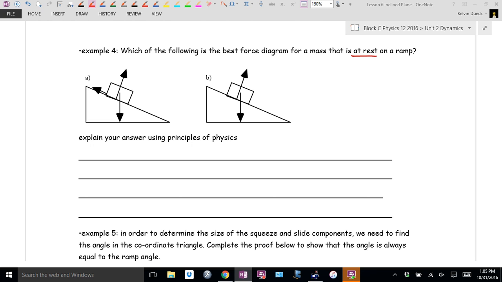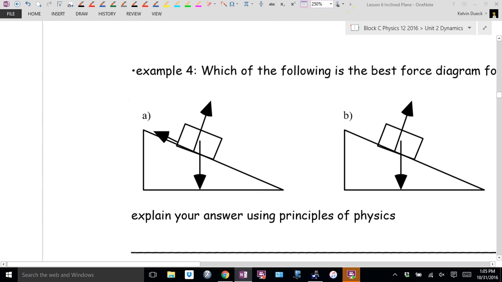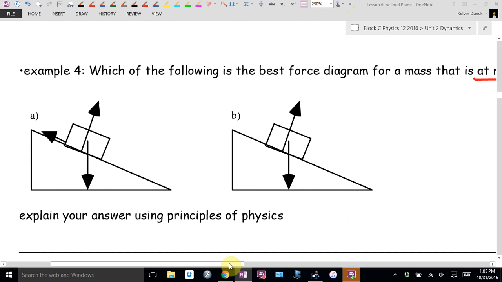Let's break it up into components. Okay? Let's look at B for a second. And I'm going to take gravity. Clearly, gravity is the one pointing down. I'm going to break it up into components, which would look like this and like that. Sorry, this should be a dotted line.